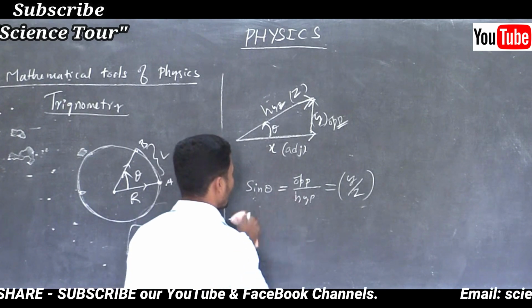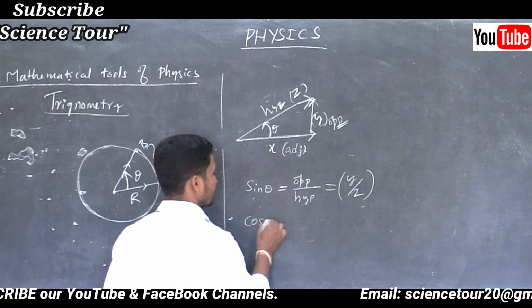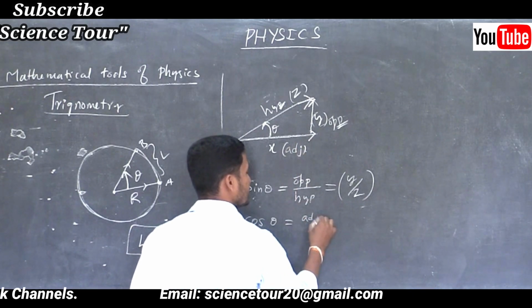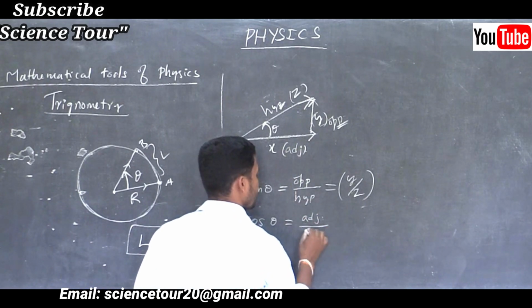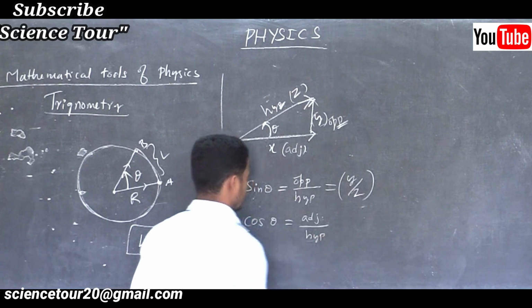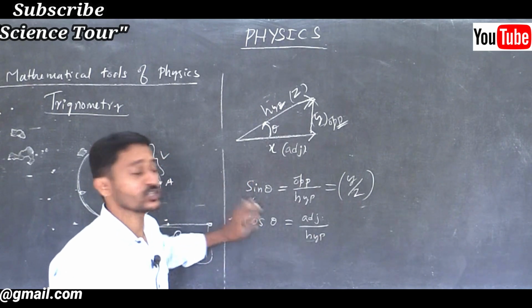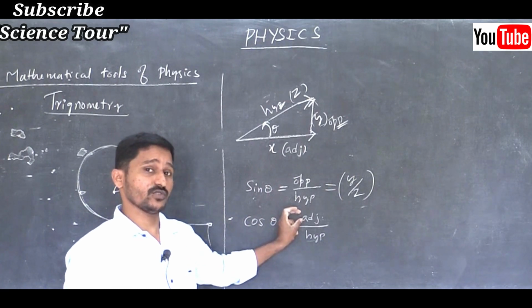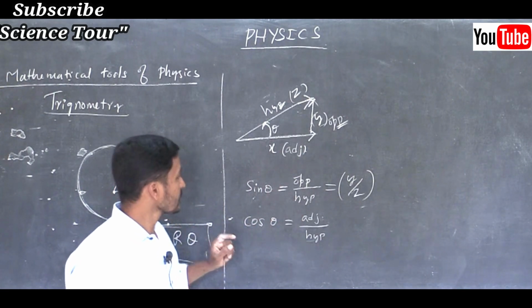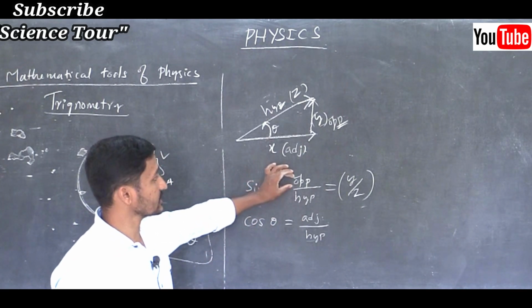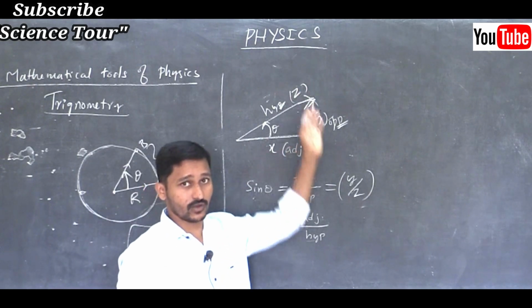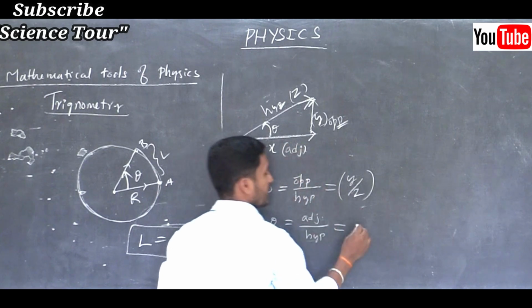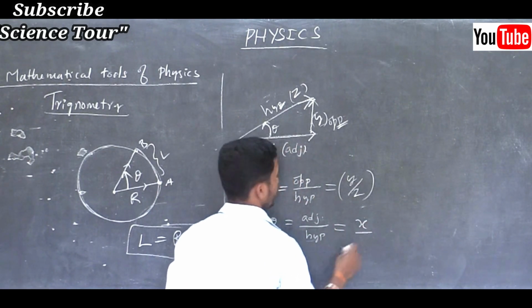Or we will write down cos theta, that is adjacent divided by hypotenuse. Cos theta tells the variation along the x axis, because we are writing the x axis. Sin theta says the variation of the height or y axis. According to this, I can write x divided by z.